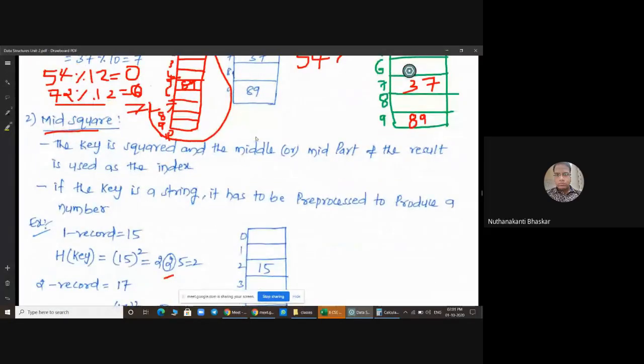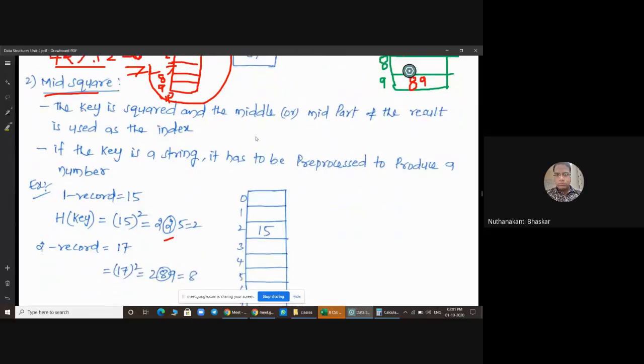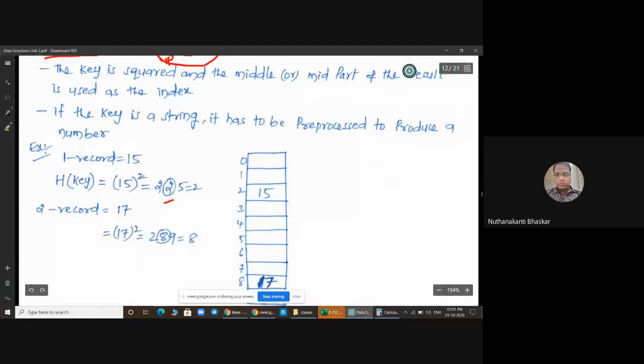Okay. Now coming to the mid square method. Here I already told you about the mid square method. We are just going to square the given value. If the value is a string, then again you have to convert it to numbers using ASCII, square it, and find the middle value, then you use that middle value as the hash value. For example, the input data is maybe 15, then you square it, 15 squared is 225.